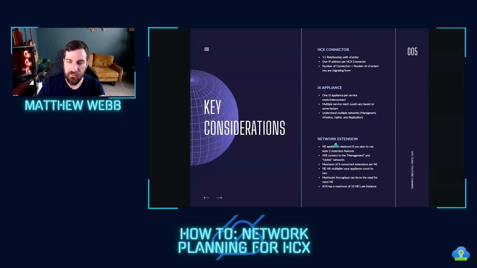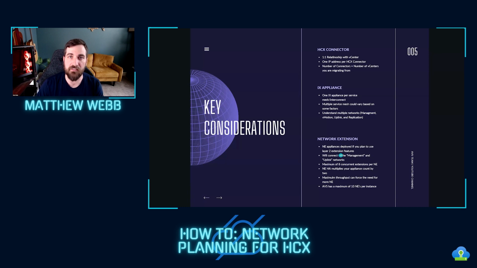The network extension appliances, usually just like the IX appliance, will have a management network. And we don't always have uplink interfaces. So again, that's only going to be necessary if we need to communicate to the destination environment because the management network can't do it. So usually the network extension appliance just has one IP address, and that's on the management network.